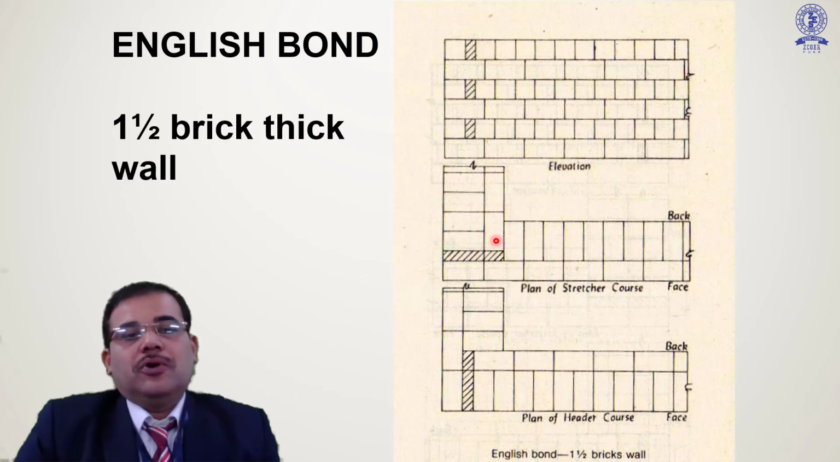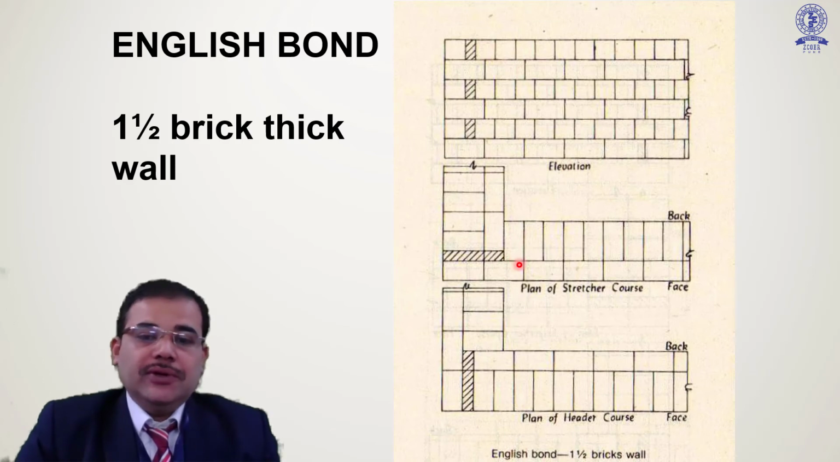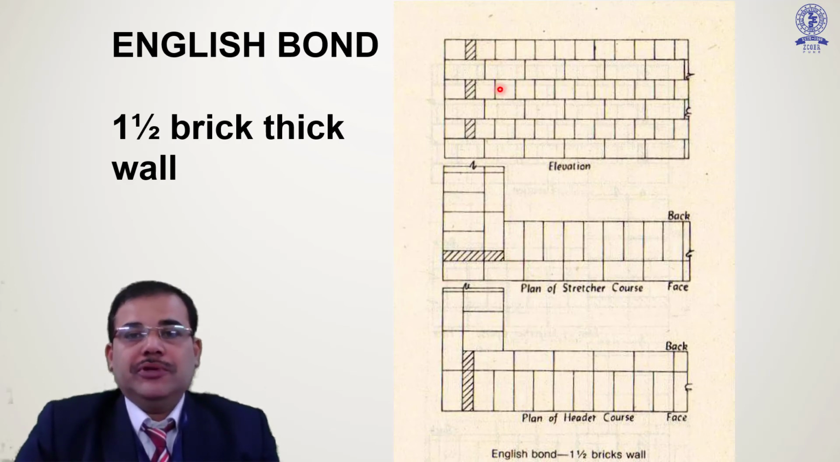Now in case of English bond with a 1.5 brick thick wall, you may observe over there the bricks are laid alternately, so the projection will be in the elevation. You may guess the alternate layers of header and stretcher: header layer, stretcher layer, header layer, stretcher layer.